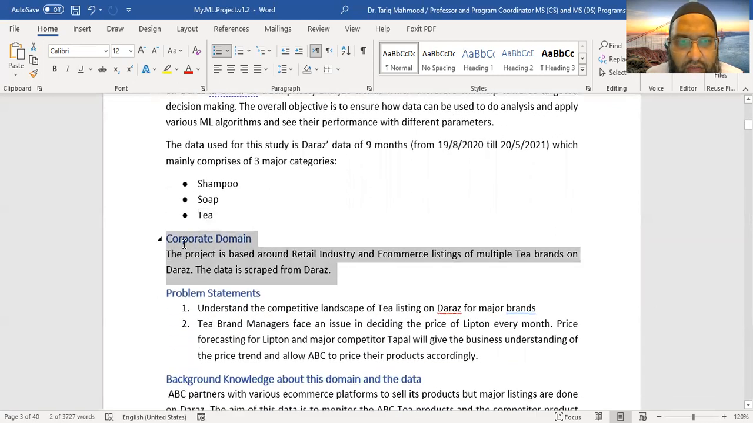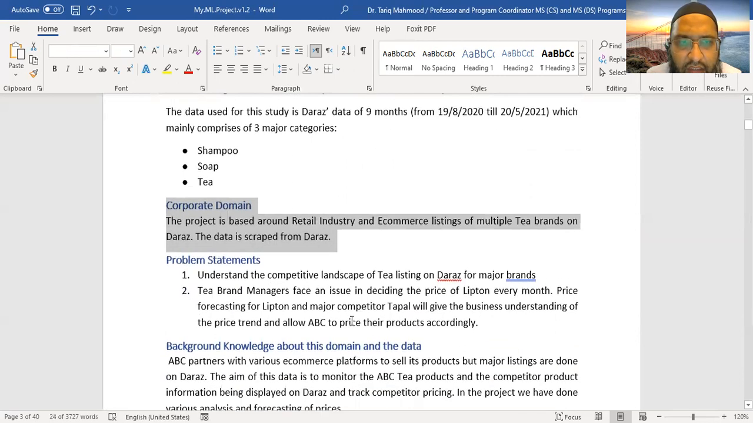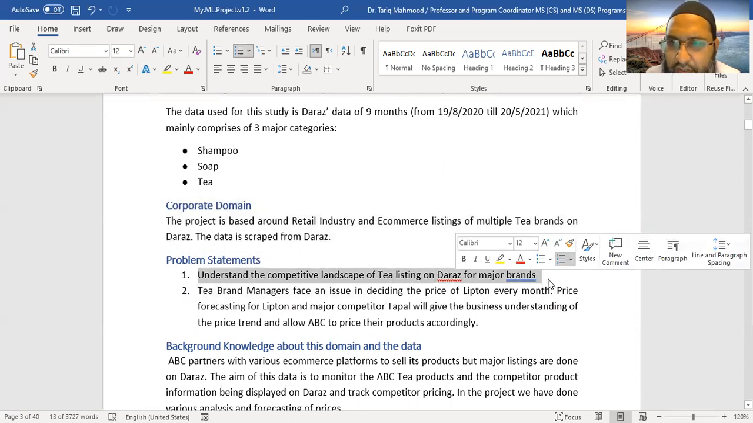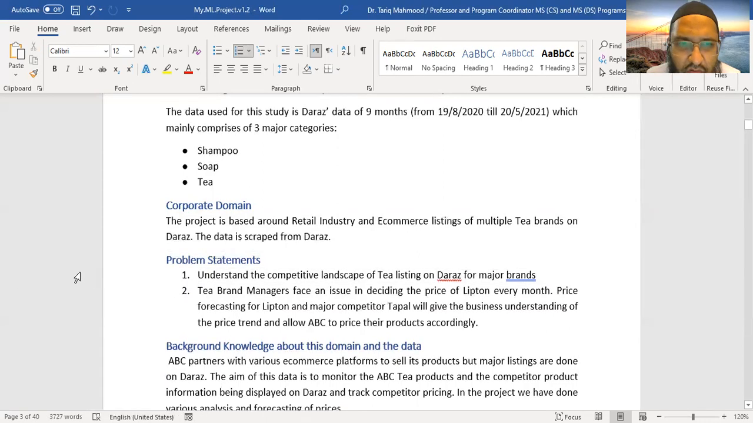So we have already talked about the corporate domain. And the problem statement is to understand the competitive landscape of tea listings on Daraz for major brands. So that's a very, very big thing these days because Daraz is becoming a very powerful platform, as are the other platforms. And it's very important to do this sort of comparative price analysis.